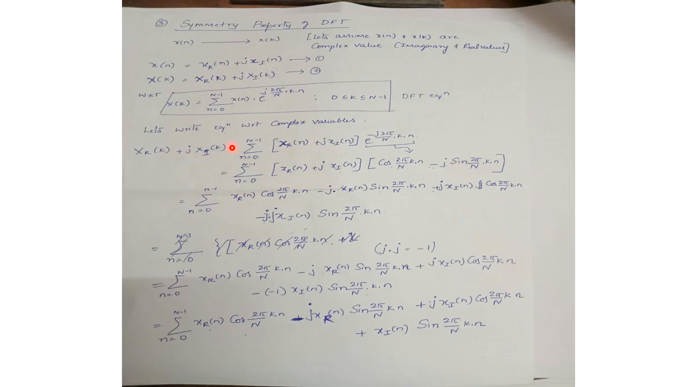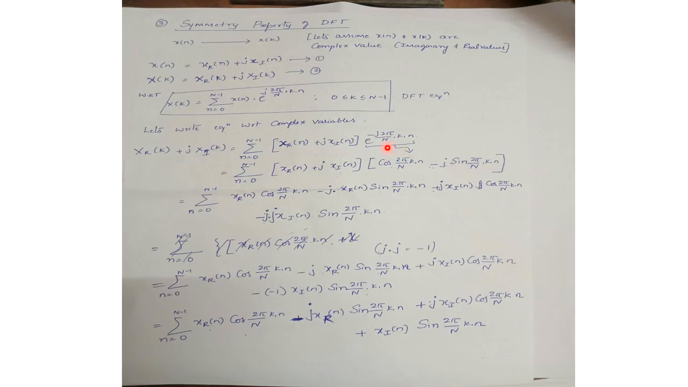So let us write the equation with respect to the complex variables. Now we are writing the DFT equation with respect to the complex imaginary and real values. So for x of k we write xr of k plus j into xi of k is equal to the summation, where in the x of n place we replace the real and imaginary parts, and the exponential e to the power of minus j 2 pi by N into kn remains the same.